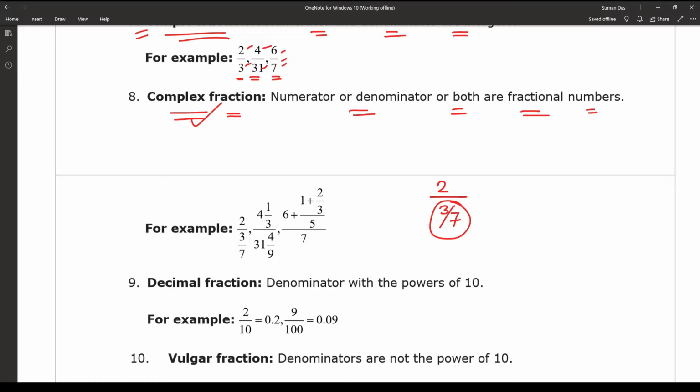Suppose another one. The numerator is 4 and 1 by 3 and the denominator is 31 by 4 by 9. So both the numerator and the denominator are fractions. So that is an example of a complex fraction. The third one, example 6, the numerator is 6 plus 1 plus 2 by 3, upon 5. But the denominator here is an integer. But look at the numerator, that is a very complex fraction. So that is another example of a complex fraction.